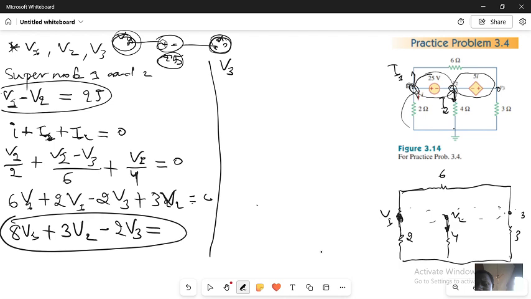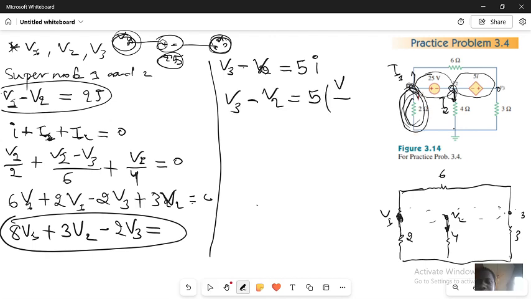It is going to be equal to how much? 5i, because it is a dependent source. Now I have to check how I can replace the value of I. The value of I is V1 divided by 2. So I'll have V3 minus V2 equal 5i, where the value of I, V1 divided by 2, gives V1 divided by 2.